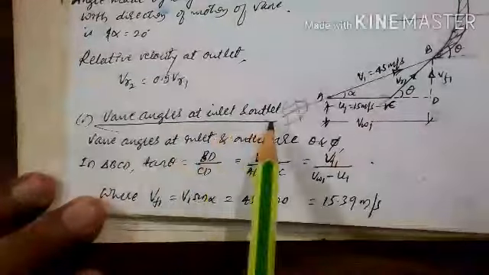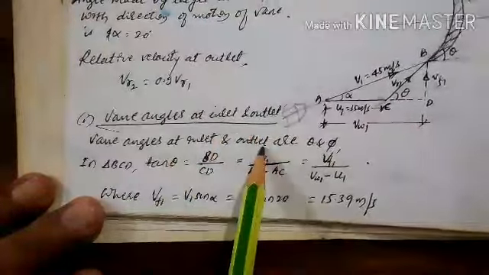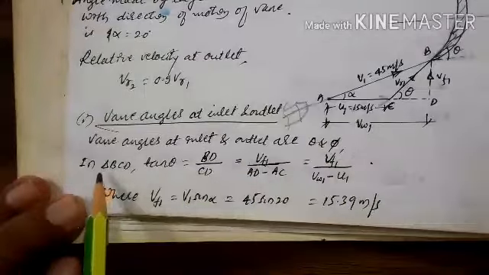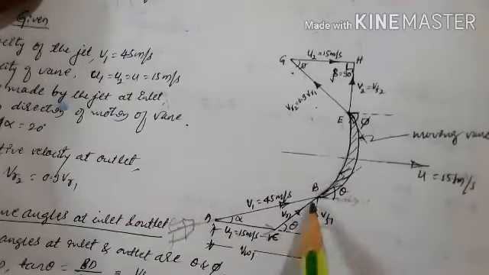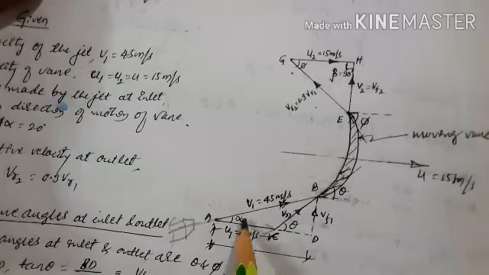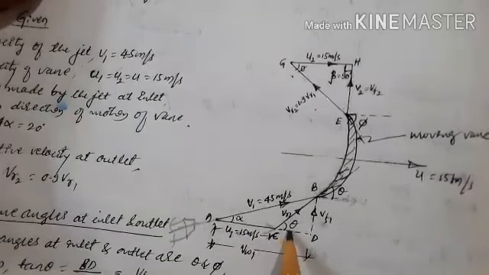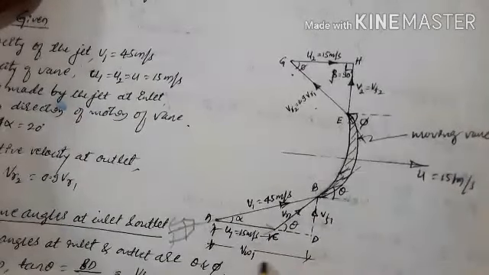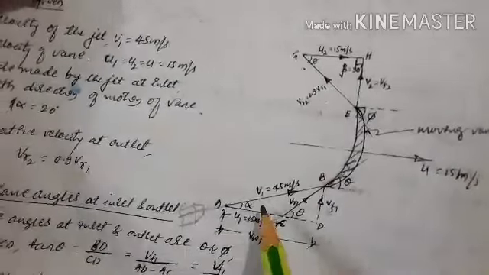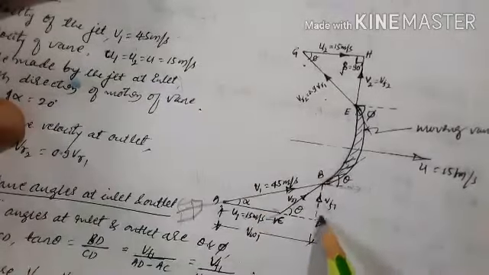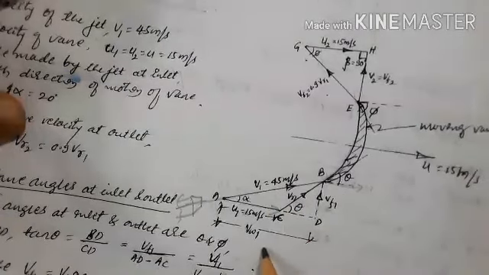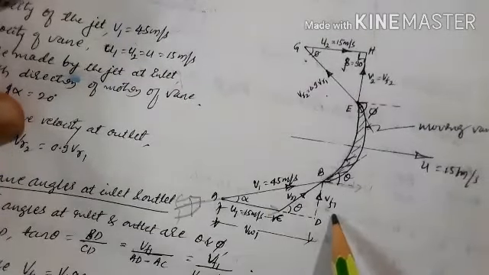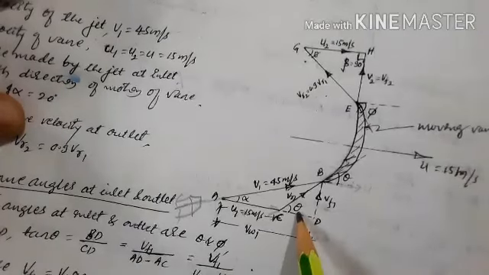Then the vane angles at inlet and outlet are theta and phi as usual. Then you have to construct the velocity triangle first. So draw V1, draw U1, then VR1, and join. Alpha is the angle made by V1 and theta is the angle made by VR1. Then VW1 is the component of V1 in the horizontal direction, and VF1 is the component of V1 in the vertical direction. VW1 is the whirl velocity, VF1 is the flow velocity, and theta is the vane angle at inlet.